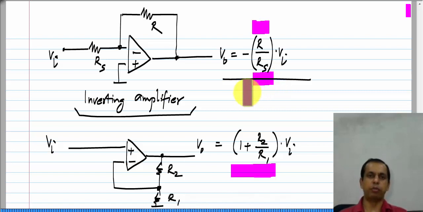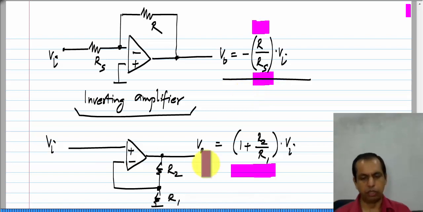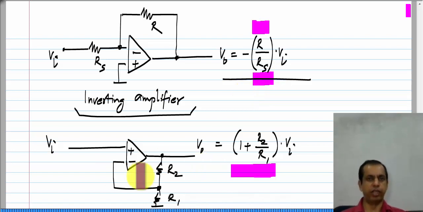And if the gain of the op amp is finite, we have analyzed it for the non-inverting amplifier, you can repeat that for the inverting amplifier. The gain will be slightly different from that. And if the gain of the op amp is very large, the difference will be very small. Okay.